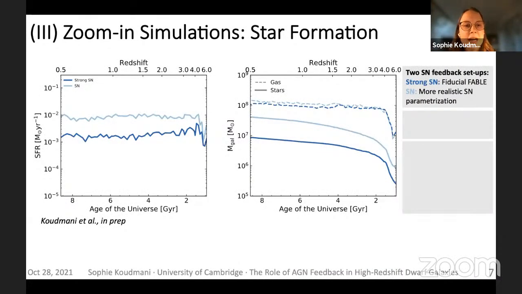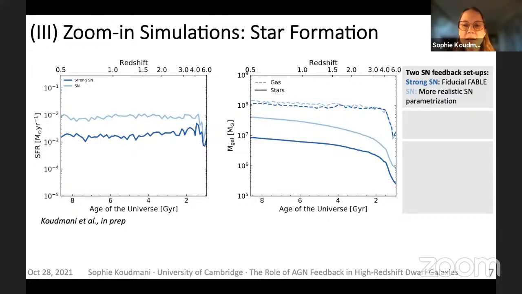So here you can see the cosmic evolution of star formation. On the left-hand side, we've got the star formation rates in these dwarf galaxies as a function of cosmic time. And on the right-hand side, we've got the galaxy masses. So the solid lines show you the stellar mass, and the dashed lines show you the gas mass, again, as a function of cosmic time. And here we're first focusing only on the supernova only run.